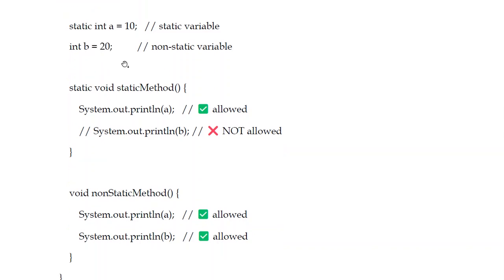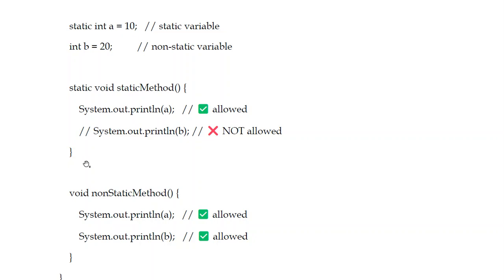but non-static methods can access both static and non-static variables. See here, the non-static method can access both the static data member, that is the static variable, and the non-static variable. A and b are allowed here. So it will give the output.